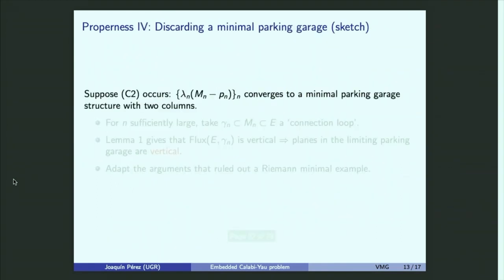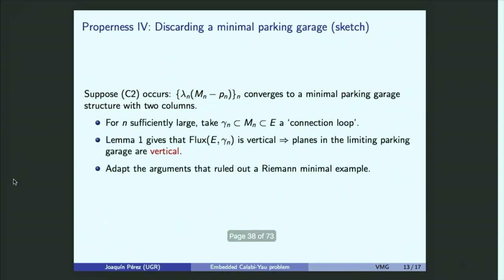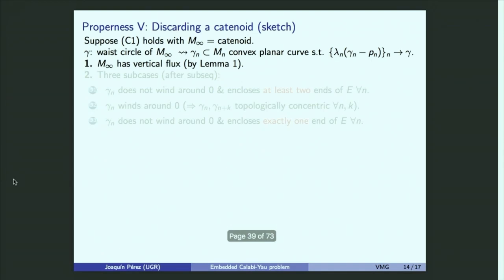Now, if you take a connected loop on my limiting parking garage, compact, of course, then compute the flux along this loop, right? And then again, the same argument that I showed you in that part of the blackboard shows that this flux is vertical. But the flux of a limiting parking garage goes in the direction of the planes of the foliation, which means that the planes are in fact vertical. They are not only tilted, they are completely tilted at the vertical. So you can do the argument. I mean, in the end, you can reproduce the argument. Okay? So let's go to discarding the catenoid. And this is by far the most difficult part.